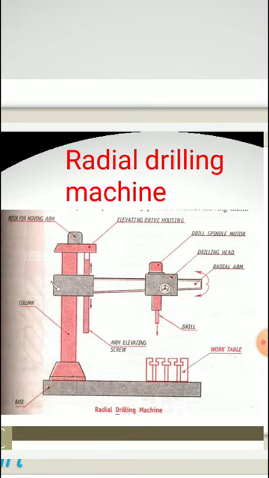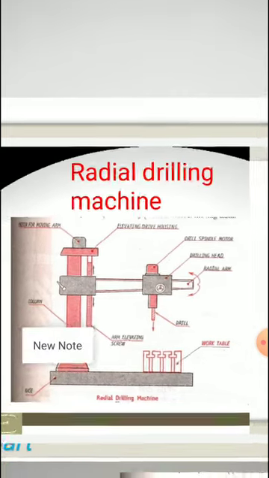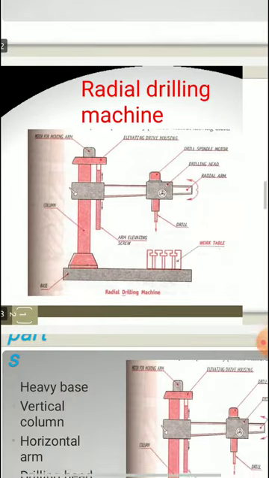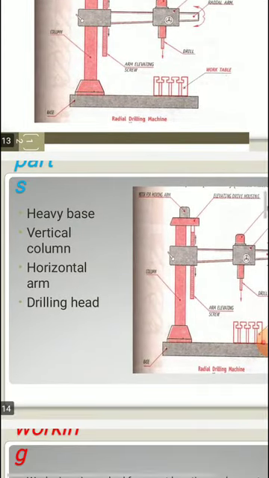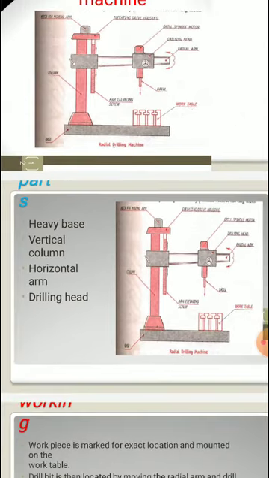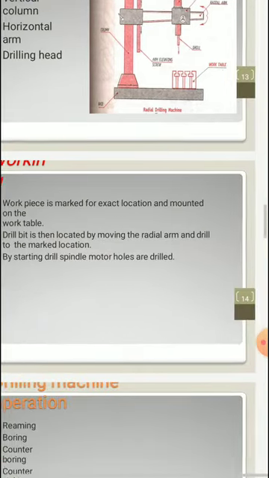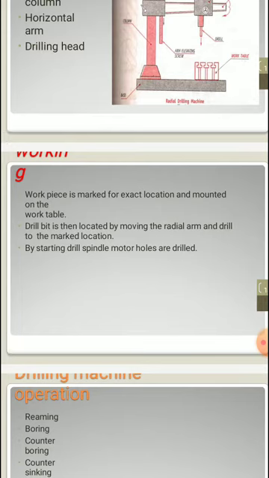So this is the brief picture about the radial drilling machine. What are its main parts? As discussed, the very distinctive thing we have to observe in this drilling machine is that it has a heavy base, then the vertical column, the horizontal arm, and the drilling head. Now we will see what its working is all about.